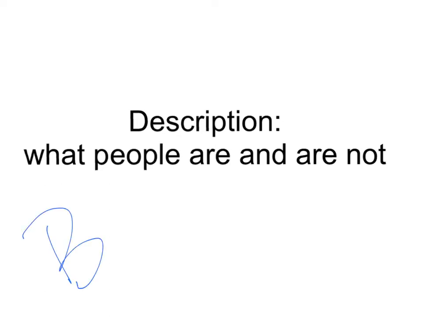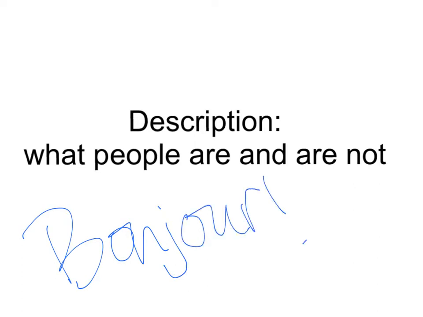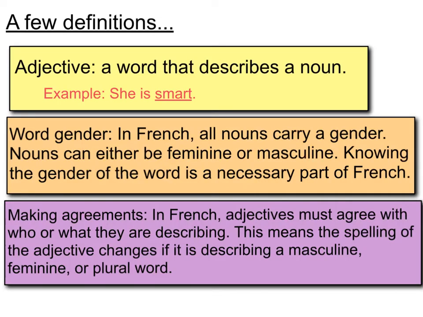Bonjour. Today's lesson is about description, describing what people are and are not. So we're going to be using the verb être. We're going to start out with just a few definitions. So first we have an adjective. An adjective is a word that describes a noun. So an English example would be, she is smart.